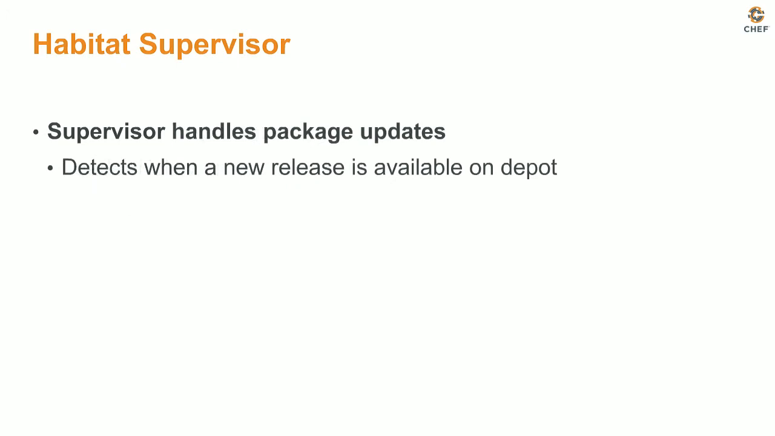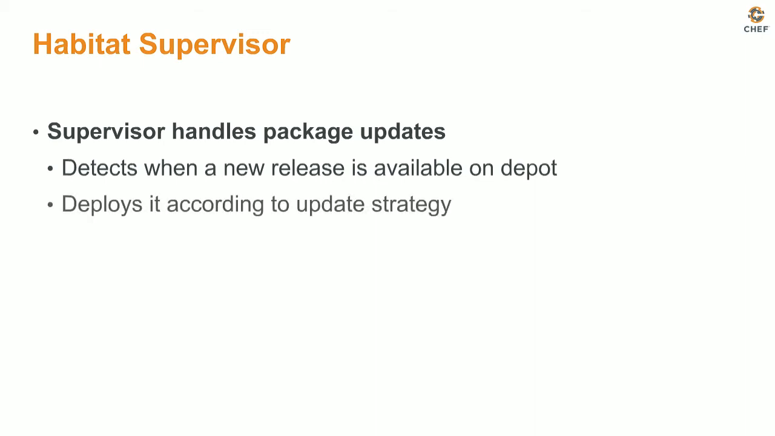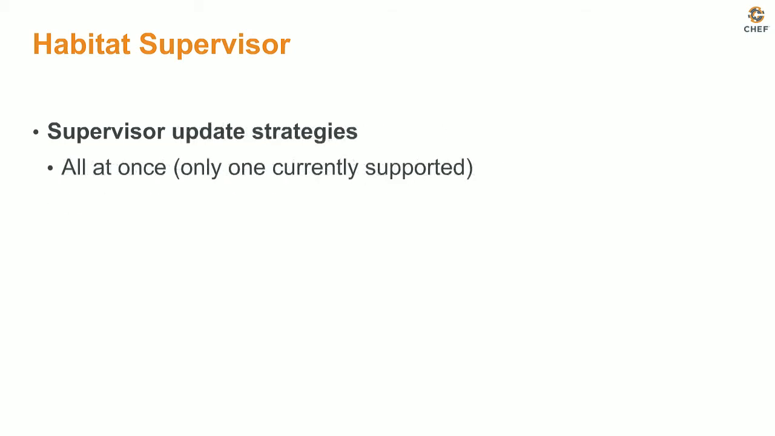Now, in addition to running that service, the supervisor also handles all the package updates. So when there's a new release available on the depot, we can pull that in, or we can manually load that new package up to wherever we want to deploy it. And it will deploy it according to a defined update strategy. Now, the only update strategy currently available is all at once. So that's whenever a new package becomes available or there's a configuration change, all the supervisors in that ring will update at once. Soon, you will also be able to define a rollout strategy.